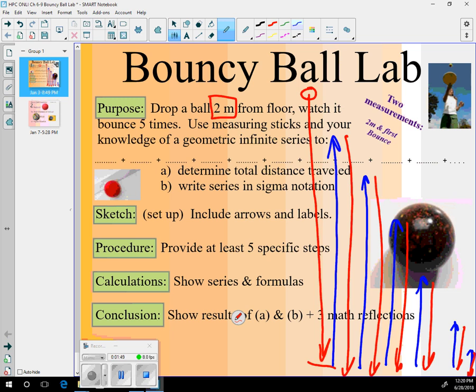Now, would you actually measure them? No. What you're going to do is start with 2 meters, and then figure out and measure where that first bounce goes up to. What is that first bounce? Okay? Once you know that, you should be able to find the drop. Then you should be able to find the next one.